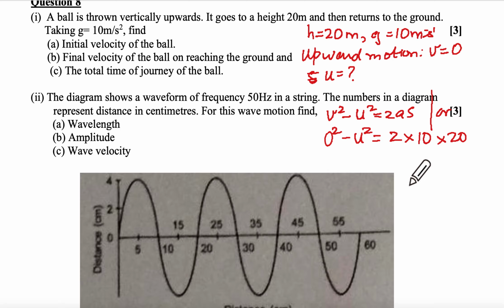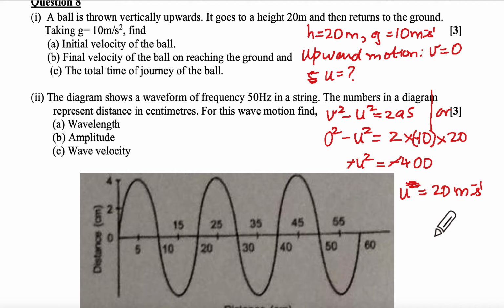1 minute. What did I do? But this will be minus, no? It's upward, right? Yes, ma'am. So minus U square will be equal to minus 400. So minus U square will be equal to minus 400. So U will be equal to 20 meter per second. Agreeable to you?